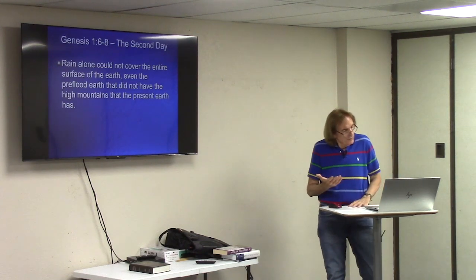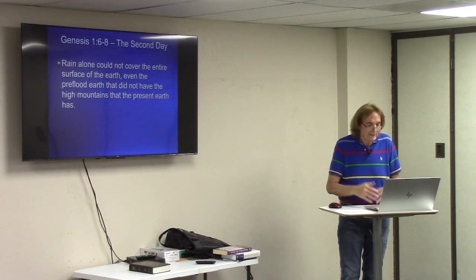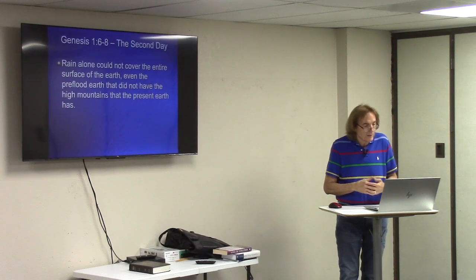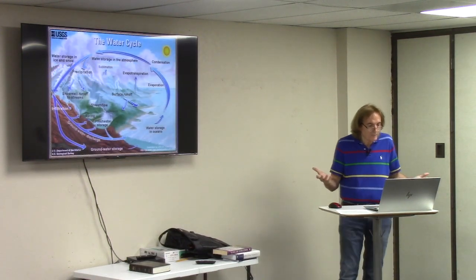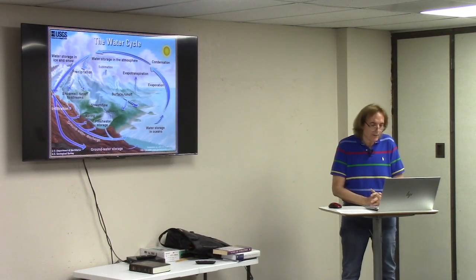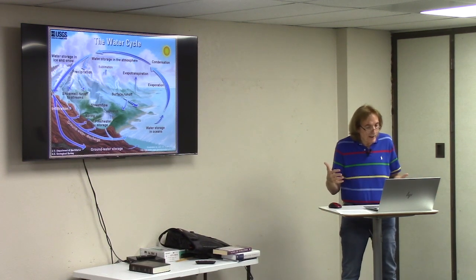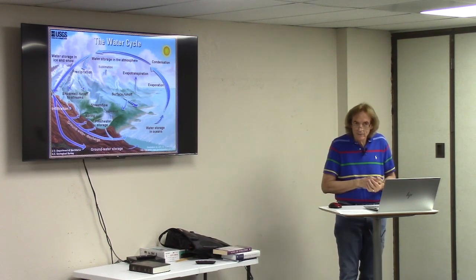So we should realize first that rain alone couldn't cover the entire surface of the earth. Even the pre-flood earth didn't have the high mountains that we have now on present earth, but it wouldn't have been possible for that pre-flood surface waters to have completely covered the earth. So if we look at the water cycle today, we see that rain forms through a cycle of evaporation, and then condensation, and then precipitation. So water evaporates from bodies of water, rises into the atmosphere, and then forms clouds through condensation. And when the water droplets in the clouds grow large enough, they fall back to the earth as rain.